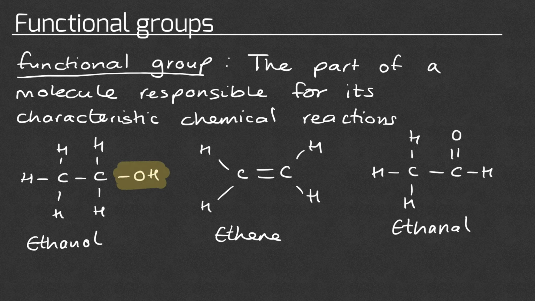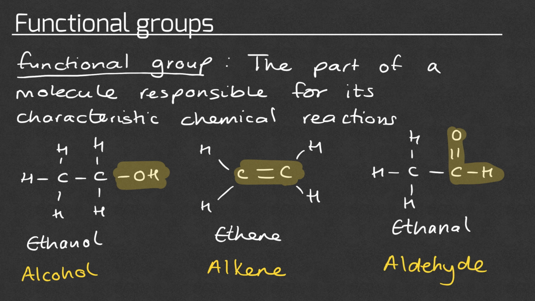This is the functional group in ethanol, the OH group, and it is an alcohol functional group. So ethanol is an alcohol. This is the functional group in ethene, and this is an alkene functional group. So ethene is an alkene. And this is the functional group in ethanal. This is the aldehyde functional group, so ethanal is an aldehyde.